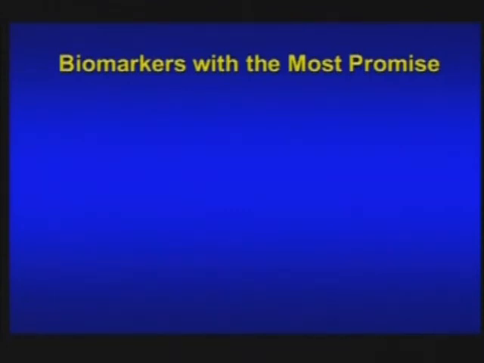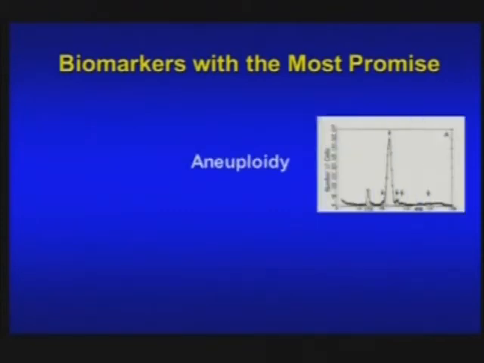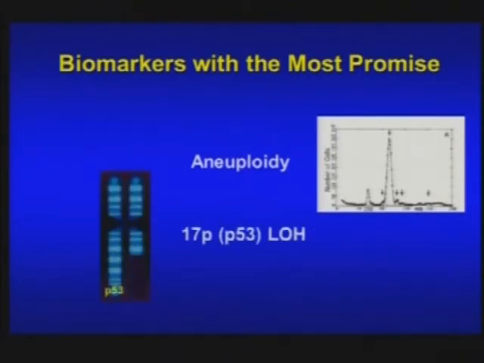So one marker of genomic instability, or a way to detect it, is through aneuploidy. And another biomarker that has shown promise for clinical use is 17p LOH. 17p is the chromosomal site where the p53 gene is located. So let's first look a little bit more at aneuploidy.